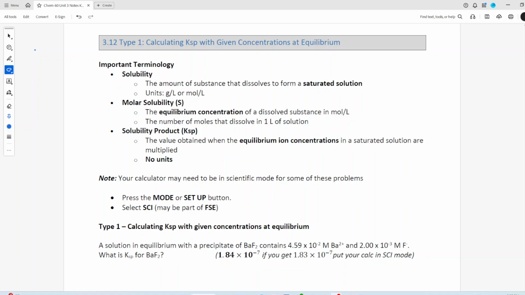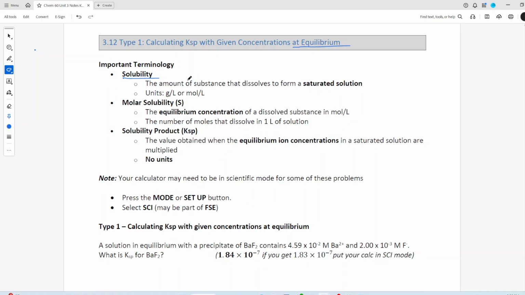So before we start this one, which is calculating KSP with given concentrations at equilibrium, very similar to type 1 in unit 2, I want to review a little bit of terminology with you. The first one is the word solubility. Solubility is the amount of substance that dissolves to form a saturated solution.